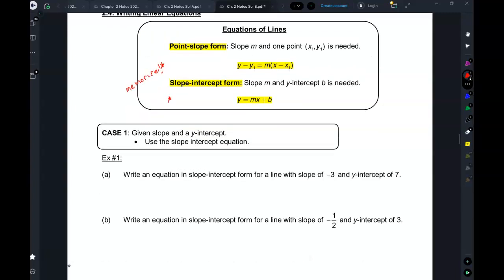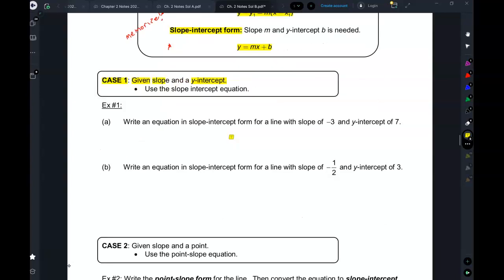Okay, so to write equations of lines, you have to first look at what it is that you are given. The way I've done the notes is I've gone case by case. Case one is you are given a slope and a y-intercept. So when you have your problem to solve, first look, what do I have? Oh, I have slope and y-intercept. So you go to the notes and it says, use the slope-intercept equation, right?